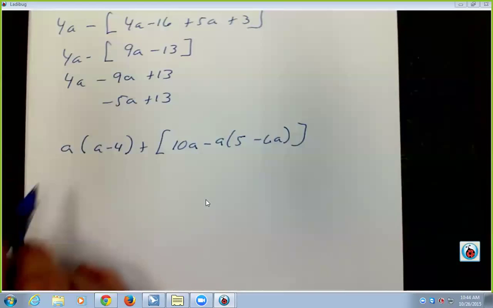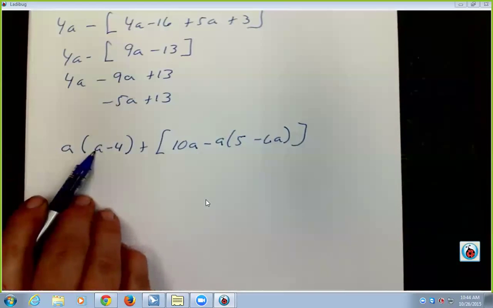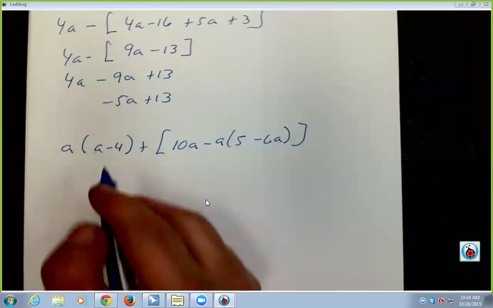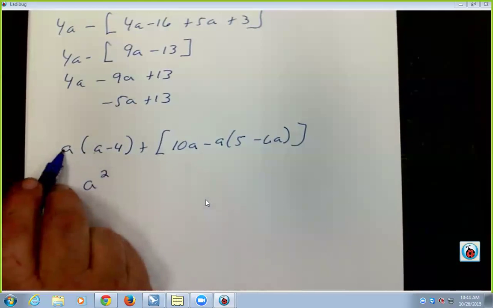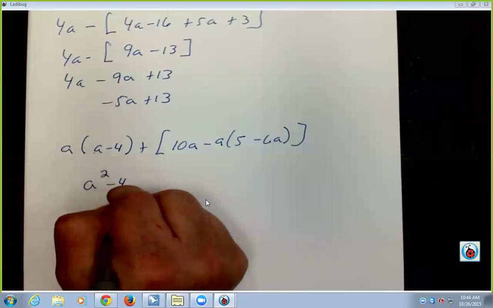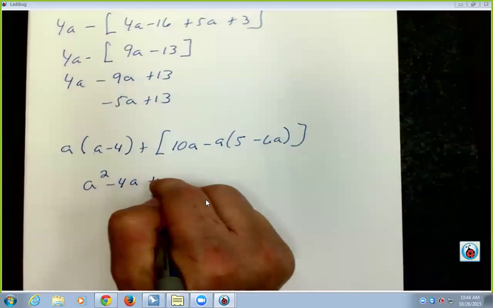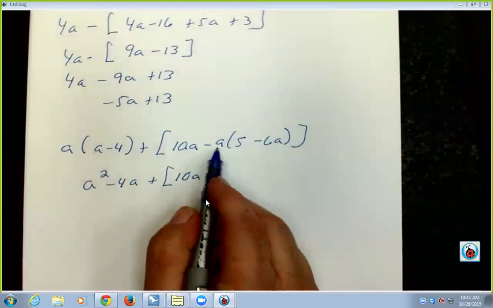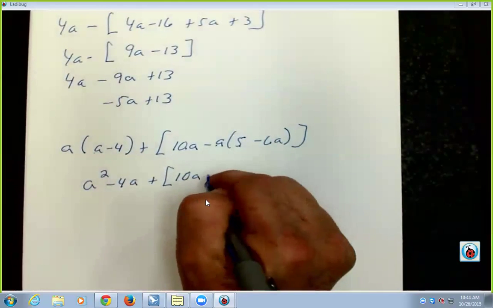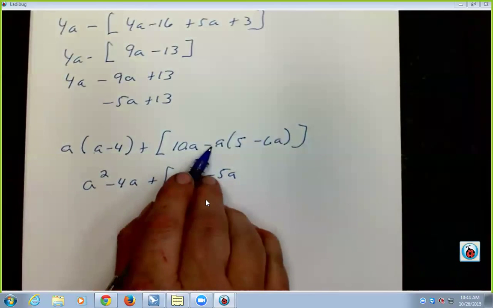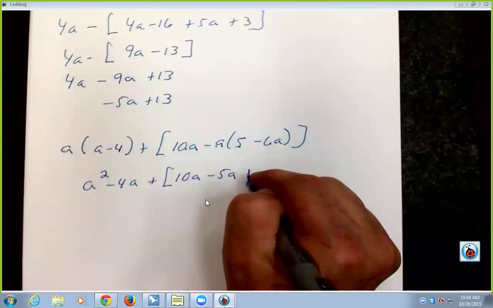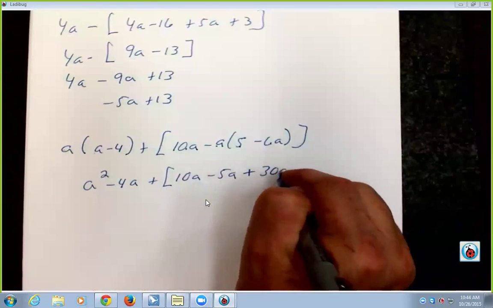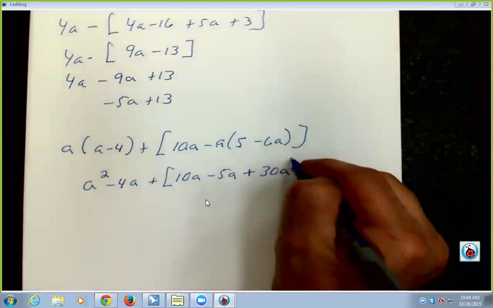But whenever we multiply an a times an a, what do we get? a squared. a times a negative 4 is a negative 4a. Inside of here, I have 10a. Negative a times 5 is a negative 5a. Negative a times a negative 6a is a positive 30a.